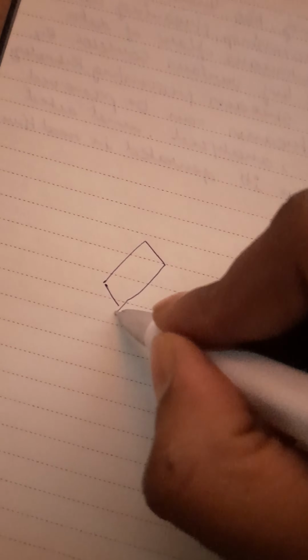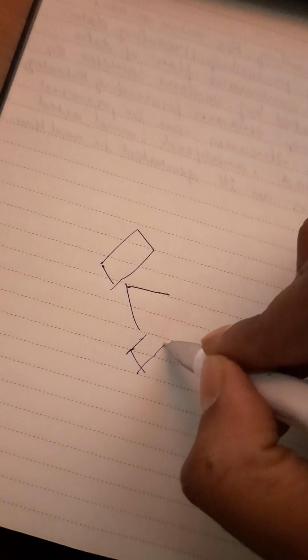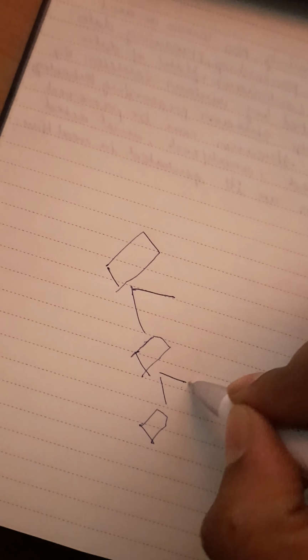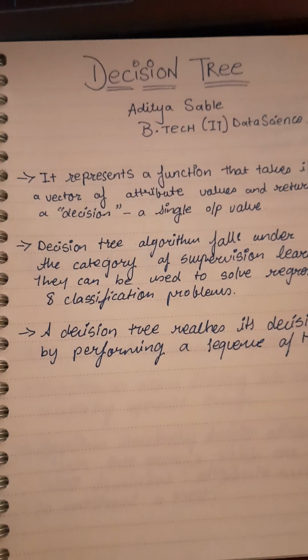a decision tree reaches a decision by performing a sequence of tests. For example, it reaches a decision by performing some tests. So like this, as you have seen. Okay, now we move on to the example.